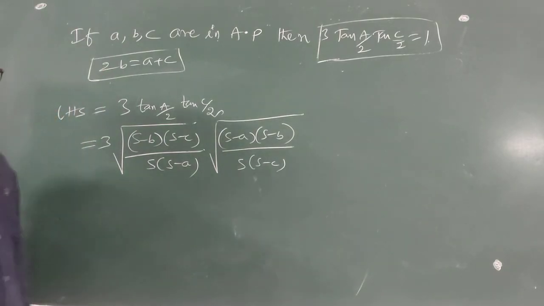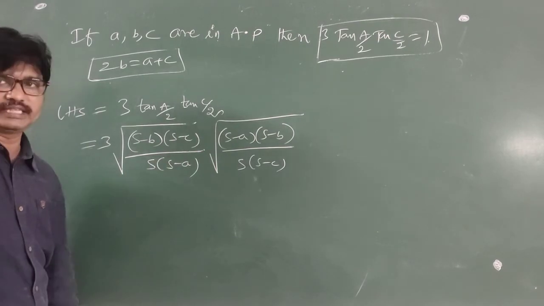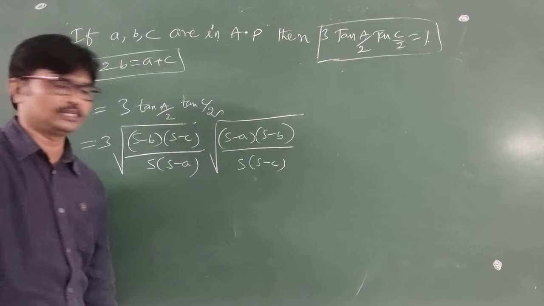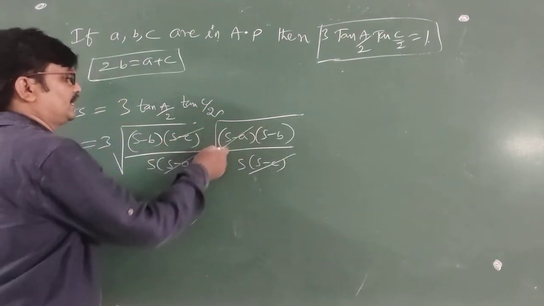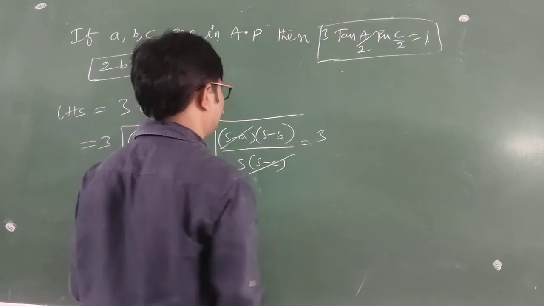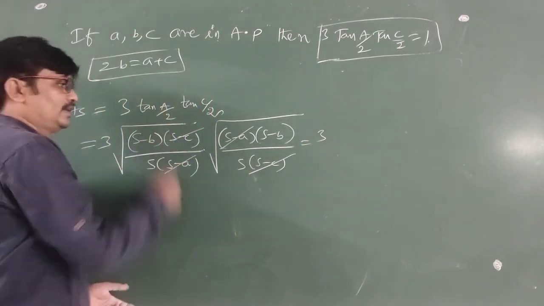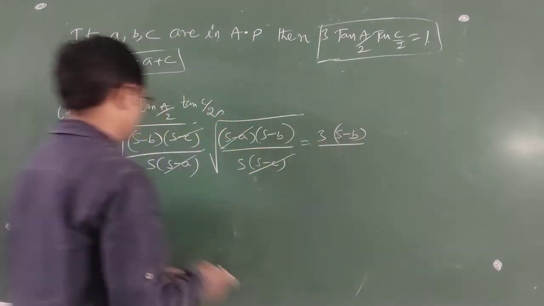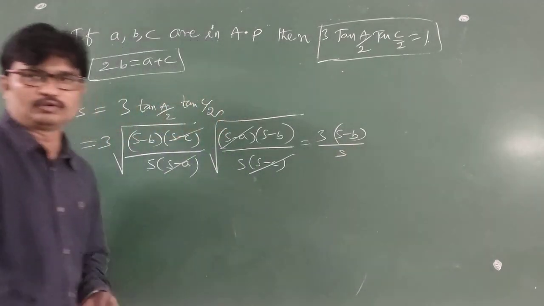tan A by 2 we know is root of (S minus B)(S minus C) by S(S minus A). The tan of C by 2 is root of (S minus A)(S minus B) by S(S minus C). So S minus C cancels, S minus A cancels. So students, this is 3 into (S minus B)(S minus B), S minus B whole square, and the square and root cancel. Now students, this is S into S, S square, and the square and root cancel.